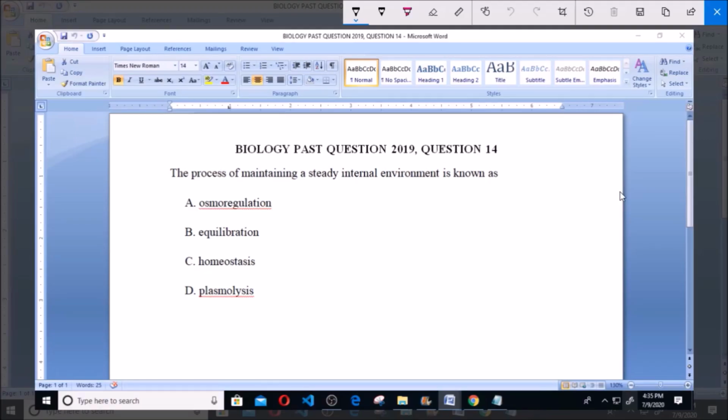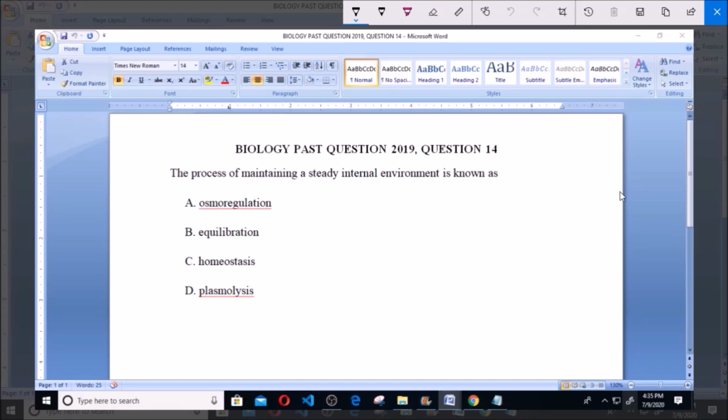Today we'll be dealing with biology past question 2019 question 14. The process of maintaining a steady internal environment is known as A. Osmoregulation, B. Equilibration, C. Homeostasis, D. Plasmolysis.